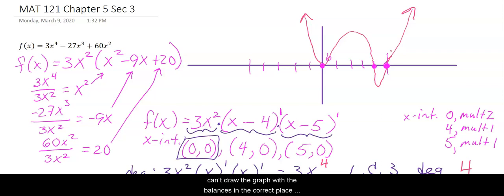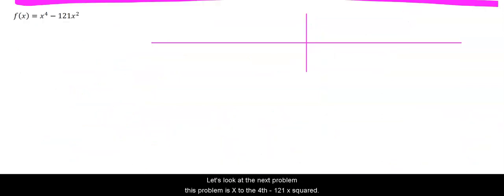That is your clue that you have something wrong. If you can't draw the graph with the bounces in the correct place and the crossovers in the correct place, you've probably made a mistake somewhere. You need to stop, go back, and fix it. Let's look at the next problem.